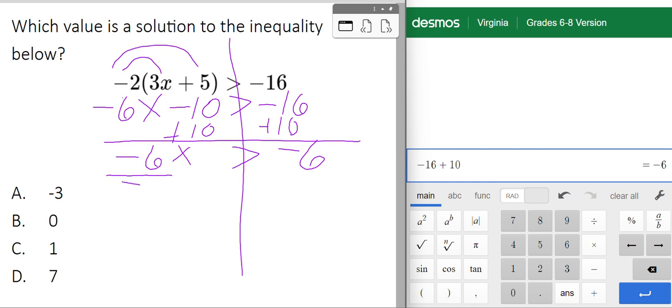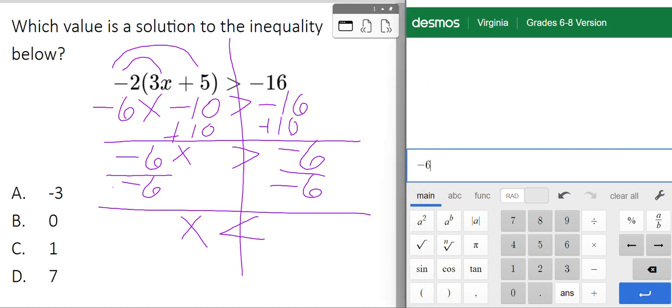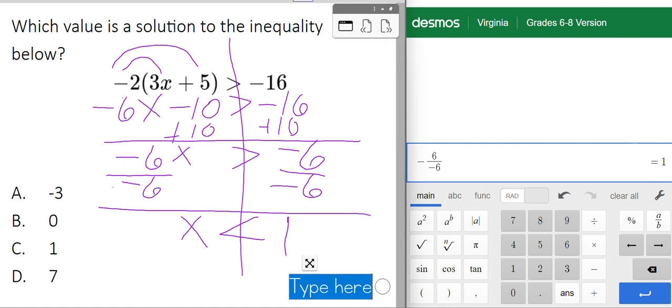Now I'm going to divide each side by negative 6, and that should make everybody think, I got to do something. If you divide by a negative number, that means the number in front of the x or the variable is negative. You are going to flip the inequality. So that gives me x is less than, and then use your calculator. Negative 6 divided by negative 6 is 1. So that means that your solutions have to be smaller than 1.